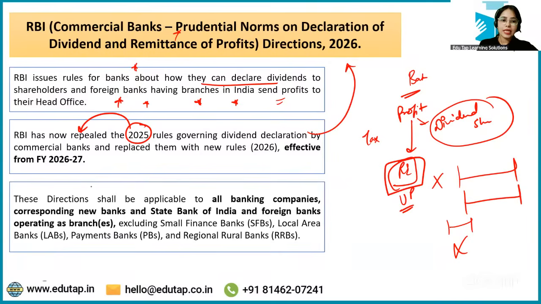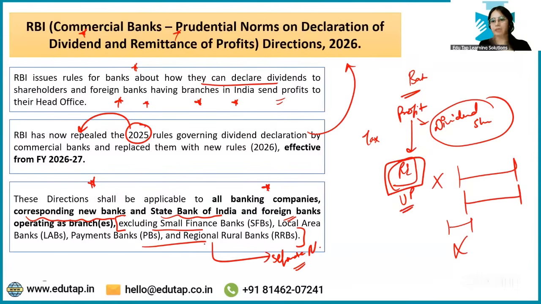Now these directions shall be applicable to all banking companies, corresponding new banks, State Bank of India, and foreign banks operating as branches in India, excluding small finance banks, local area banks, payment banks, and regional rural banks. For all these other categories of banks, a separate notification has been released by the Reserve Bank of India. This notification is for the commercial banks. For the excluded categories, there is a separate notification that we will discuss after this.